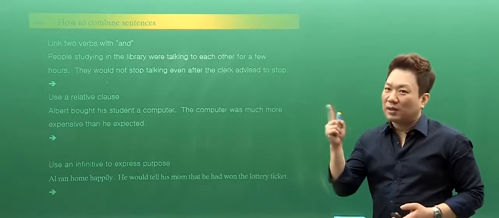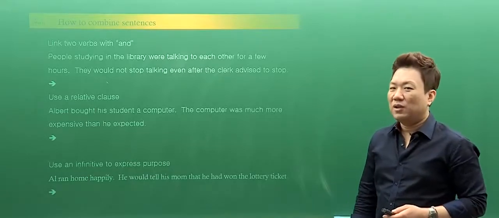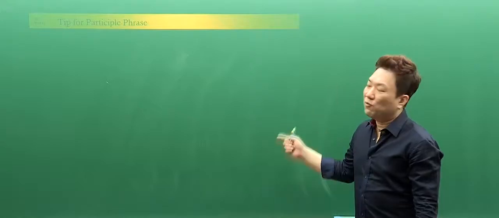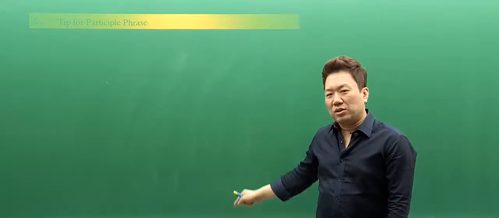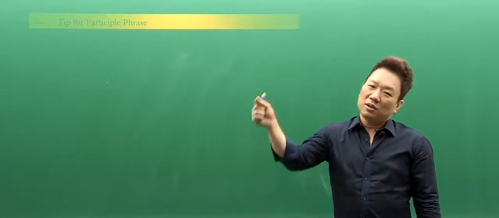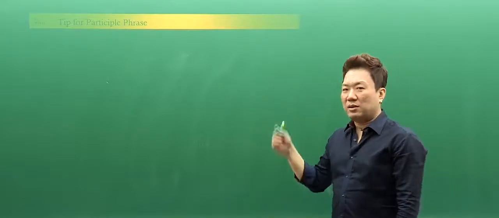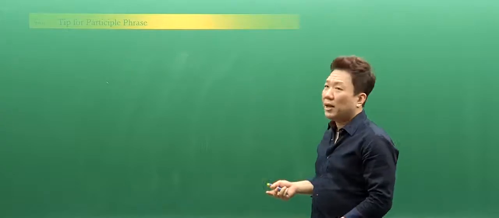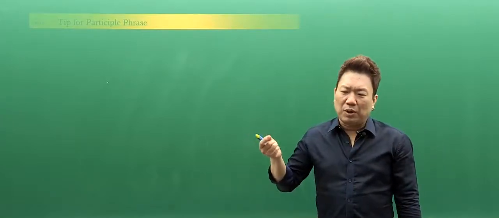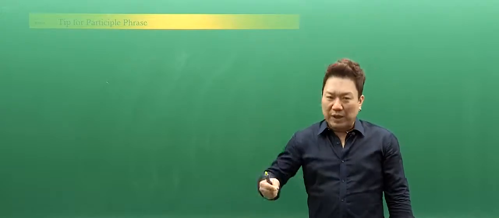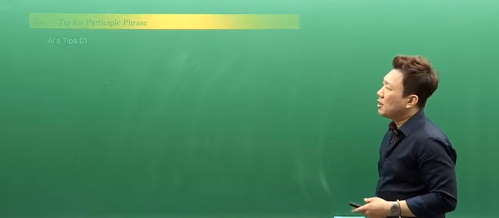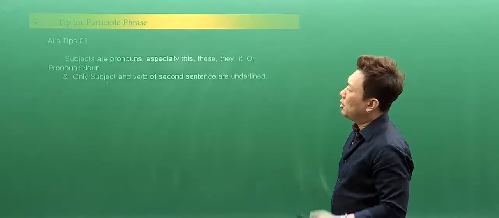Let's find out. That's Albert's tip for you. Let's find out the first tip. Tip for participle phrase. I already mentioned that we use participle phrase to describe the previous sentence, right? Or simultaneous action. So then how do you find this one, which is related to the participle? This one is about using participle phrase to combine those two sentences. Let's see. Our tip 1.